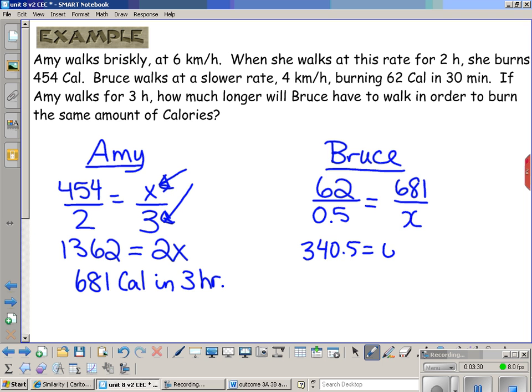340.5 equals 62x. Divide both sides by 62, and it's going to take him approximately 5.5 hours, because that is what we were looking for. We were looking for how many hours. So if he walked for 5.5 hours at his rate, he would burn 681 calories.